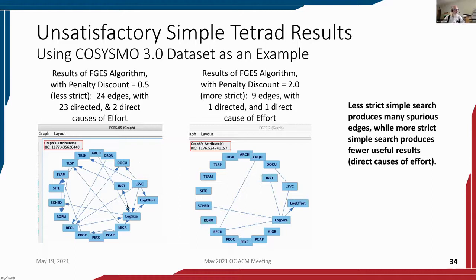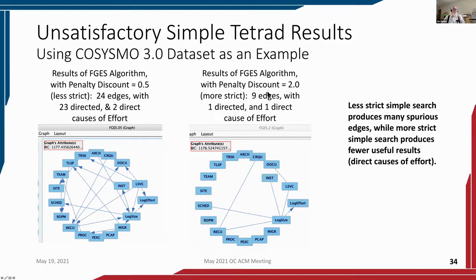Now on the left, we get lots more edges, but we get some edges that are just not reasonable. For example, there's an edge here between log size and MIGR. MIGR is the migration difficulty of the system. Is it a new system, or are there lots of old systems that need to be migrated to? And this graph says that log size causes the migration difficulty. Well, that's not true. Migration difficulty is an aspect of the problem itself. So this cause is non-plausible.